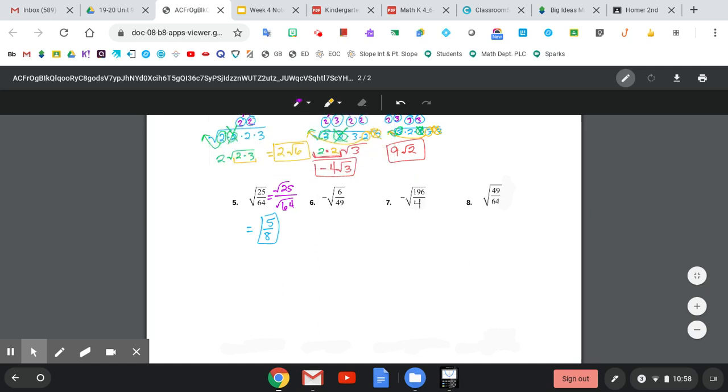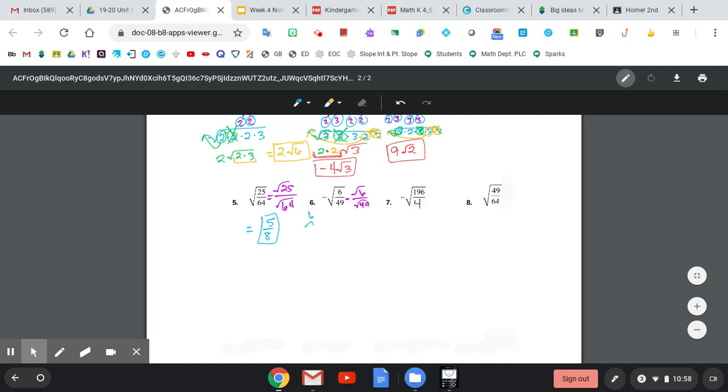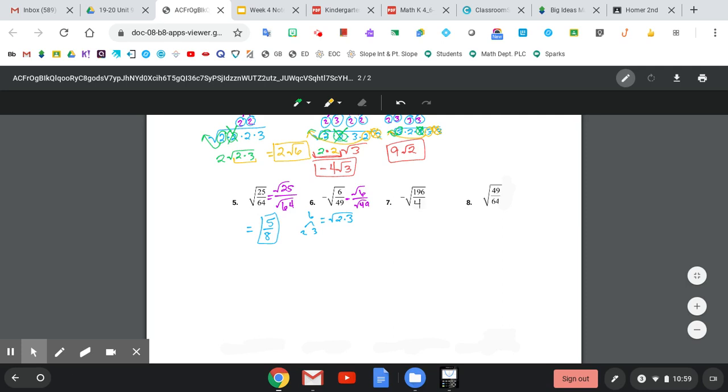Okay, so same thing on the next one. I have the square root of 6 over the square root of 49. And whatever we get, that's going to be negative. So square root of 6, is that a whole number? No, it's not. All right, so we have to factor this out. So 6 would be 2 times 3. So this would be the same thing as the square root of 2 times 3. Do we have a pair of like numbers? No, we have a 2 and we have a 3. So can we simplify square root of 6? No, we sure can't. So the numerator is going to stay the square root of 6.